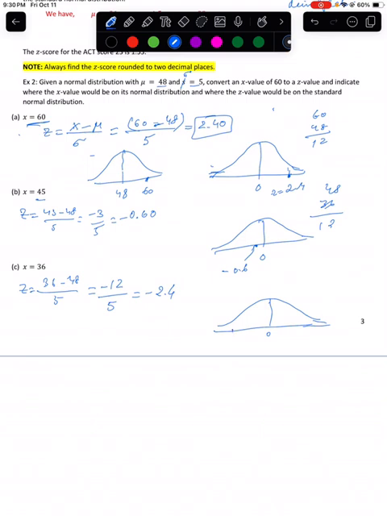Okay, so this is section 1. In section 1 you are basically converting a data value into a z-score, and then indicating where it lives on the standard normal distribution. In the next video, we will talk about section 6.2.